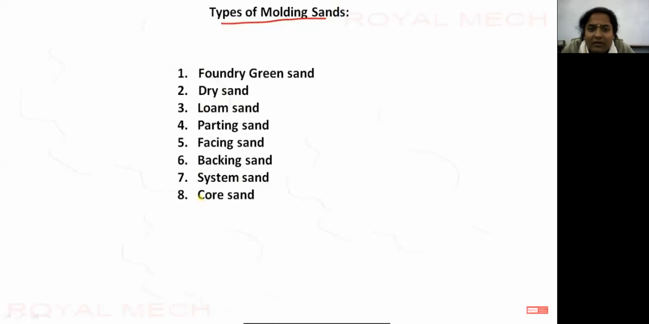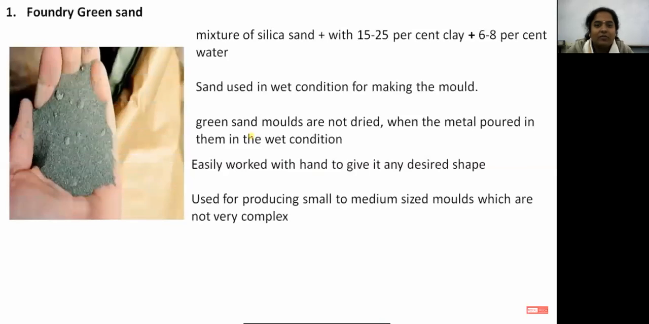These are the different casting sands. First is foundry green sand, second is dry sand, third is loam sand, fourth is parting sand, fifth is facing sand, sixth is backing sand, seventh is system sand, and eighth is core sand. These are the different types of sands.